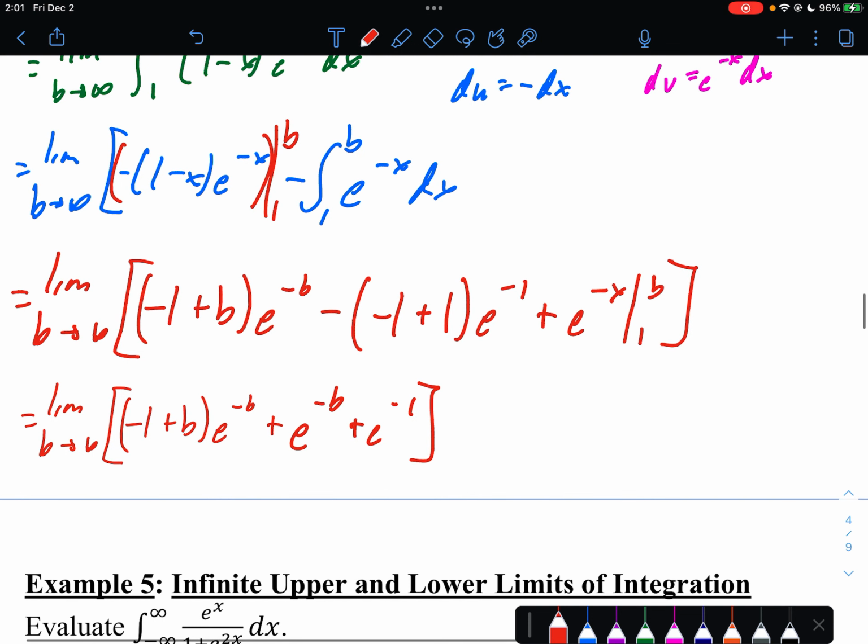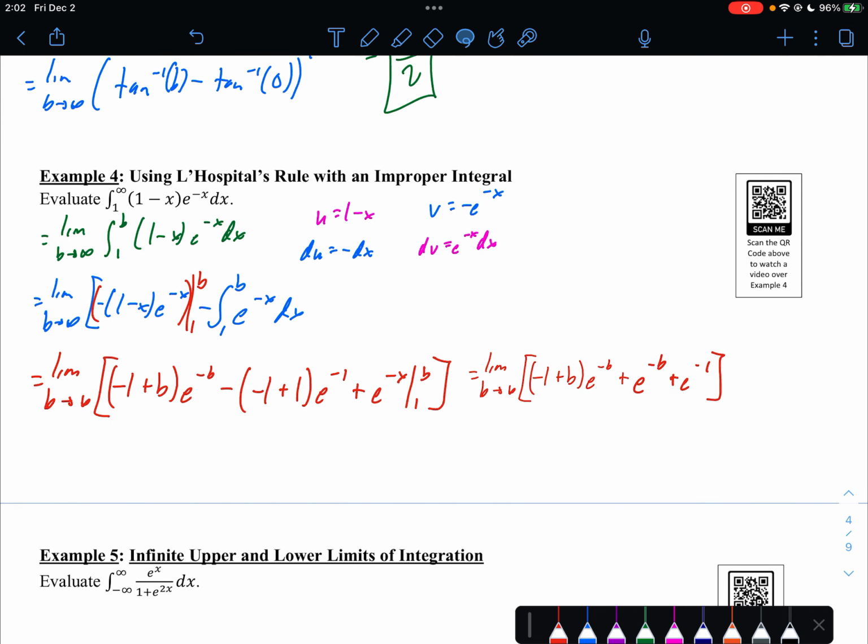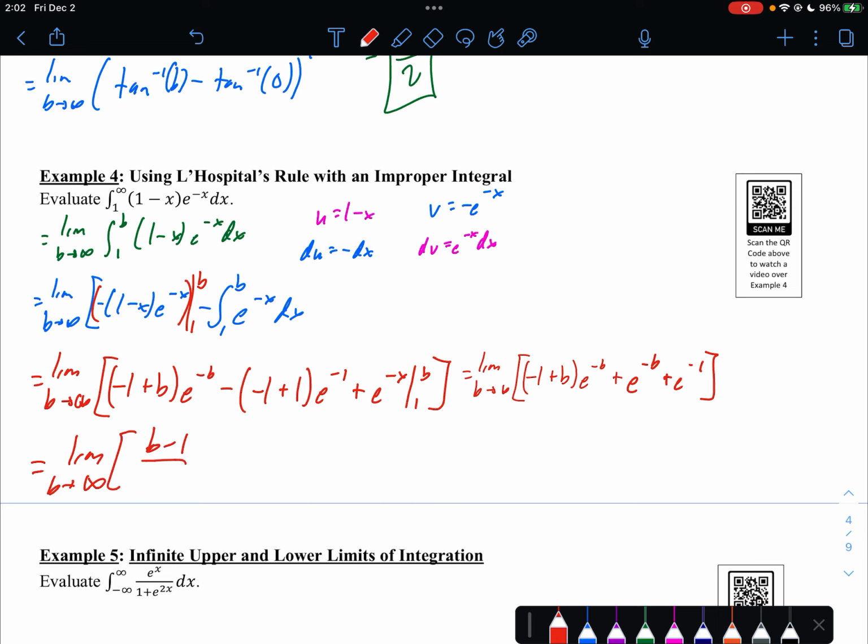Okay, so now we can rewrite this. I'm running out of room pretty quickly here. Let's move this over here. All right, so if I rewrite this as limit as b approaches infinity of b minus 1 over e to the b, plus 1 over e to the b, plus 1 over e. And actually this is supposed to be minus, I'm sorry. Made a mistake there. Minus.